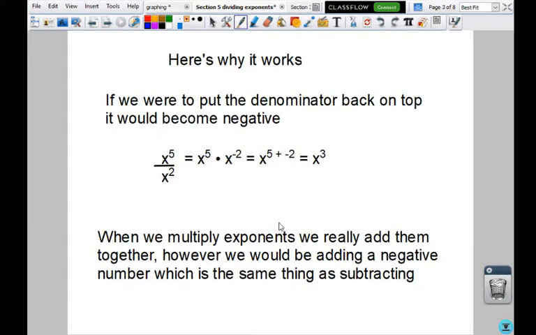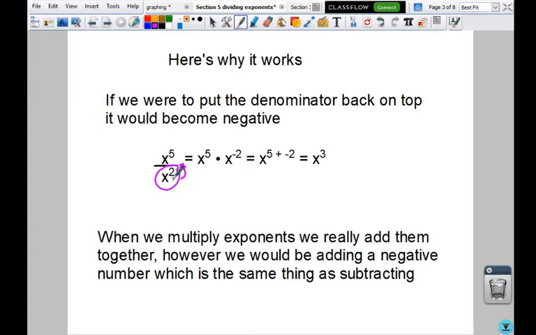Alright, let's have you guys try one. Oh, that's right. I forgot I was going to show you this one first. On this one, the reason this works is, so I had x to the 5th over x squared. If I were to put this x squared back on top, that would be an x to the negative 2, right? Whenever you flip, you change the sign.